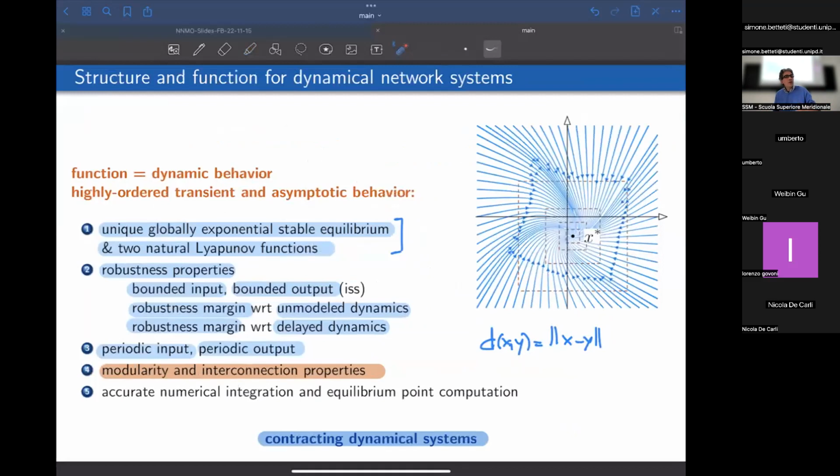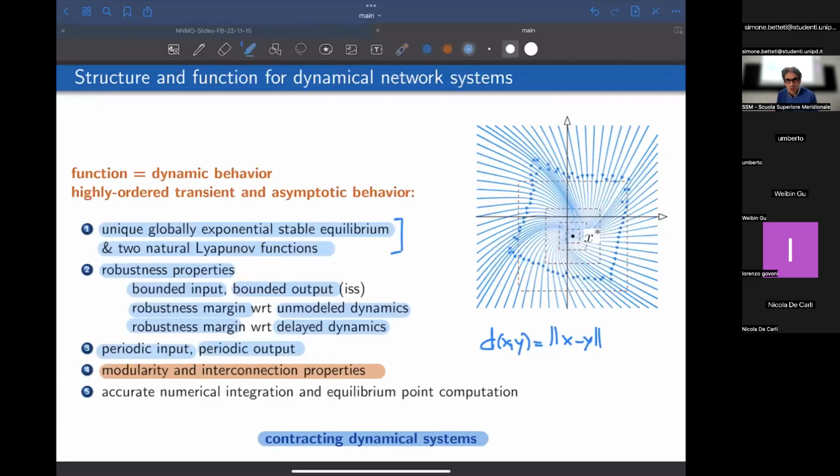In contraction theory, there is a standard, very simple, very clean theorem that gives conditions under which the interconnection of contracting systems is contracting. So you would hope and expect that's the case. I will give you a test, something called a small gain test, that allows you to infer contractivity of the interconnection of contracting components.